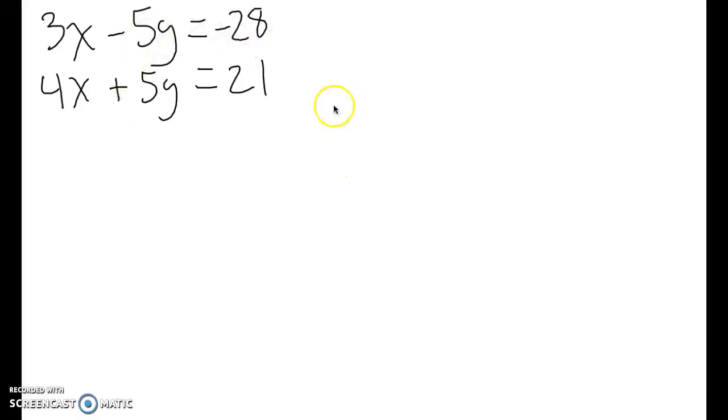We have a couple different algebraic methods to solve a system of equations, but the method that I want to focus on right now is actually the graphing method. The good thing about this method is it makes you think of what this equation represents. And this equation is just a line. This equation is also a line.